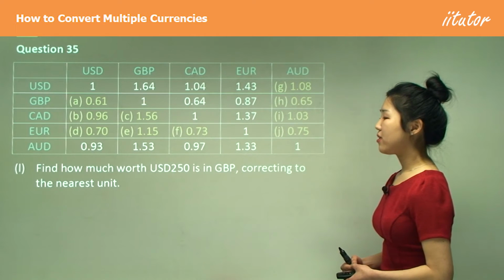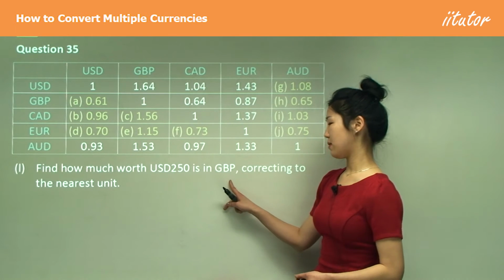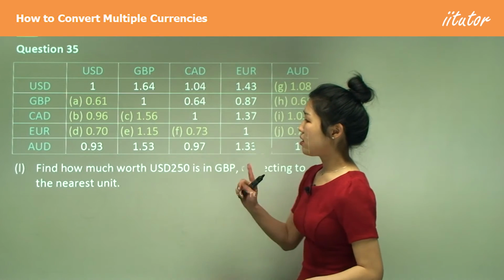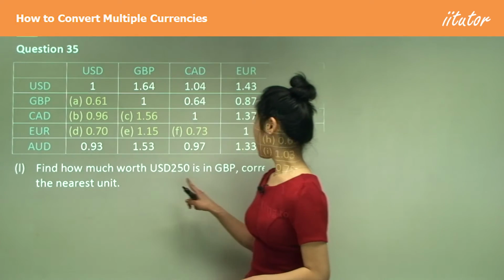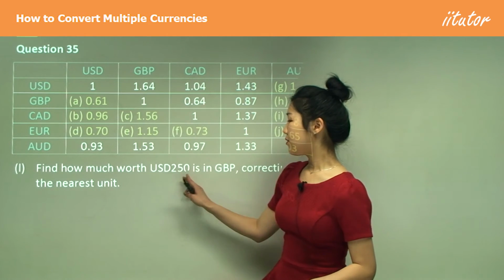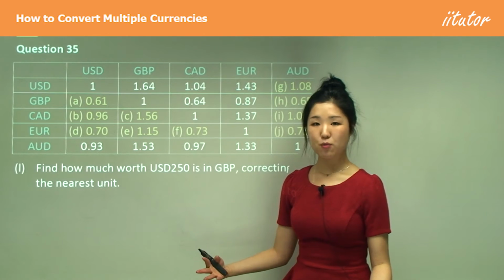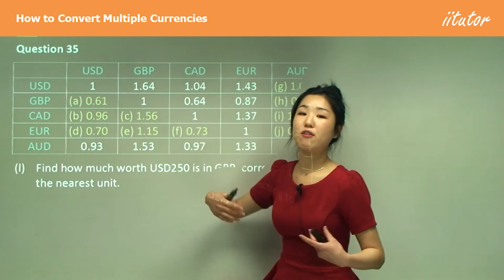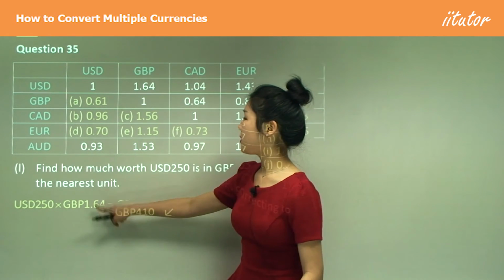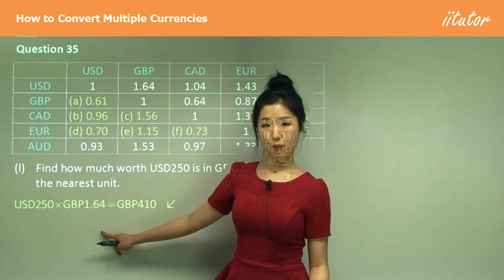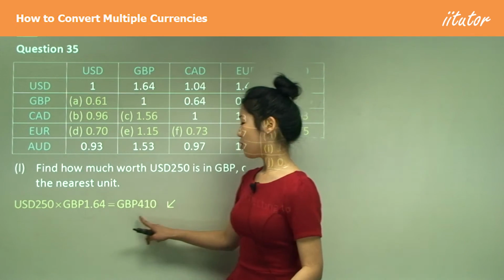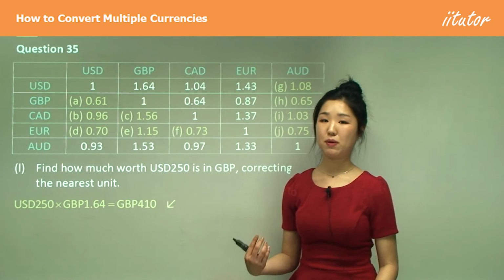Find how much worth USD 200 is in GBP. If you think of it a bit more simply, you can see that 1 USD buys 1.64 GBP. So 250 USD would just be that times 250. So that's what I'm going to do. USD 250 times will be equal to GBP 1.64. And therefore it's just going to be 1.64 times 250, which becomes 410 in GBP.